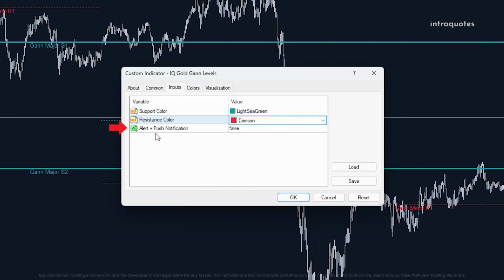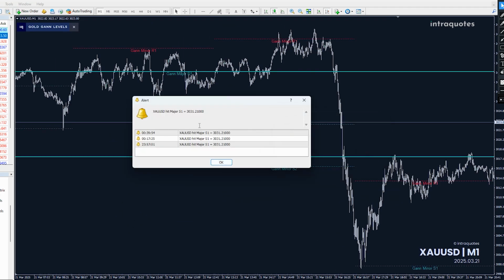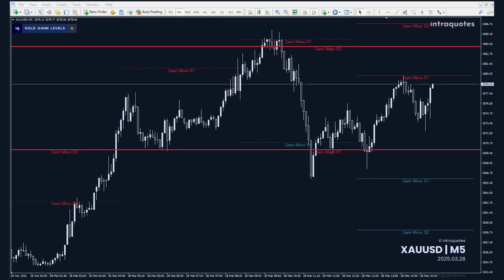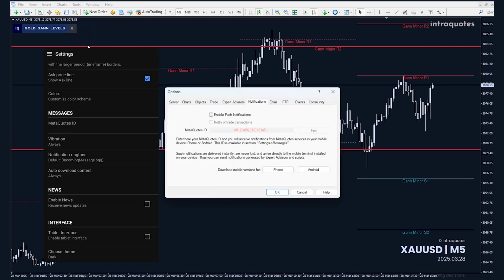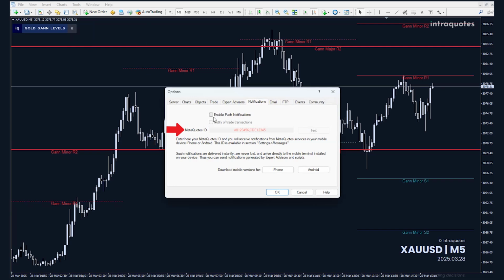Here's the option for alerts. If you set it to true, you will receive an alert when the market touches the Gann major. Before turning on the alert option, link your MetaTrader mobile app with the desktop version. Get the MetaQuotes ID from the MetaTrader app and enter it here. Now enable the push notification. Once done, you will receive a mobile push notification alert with this indicator.